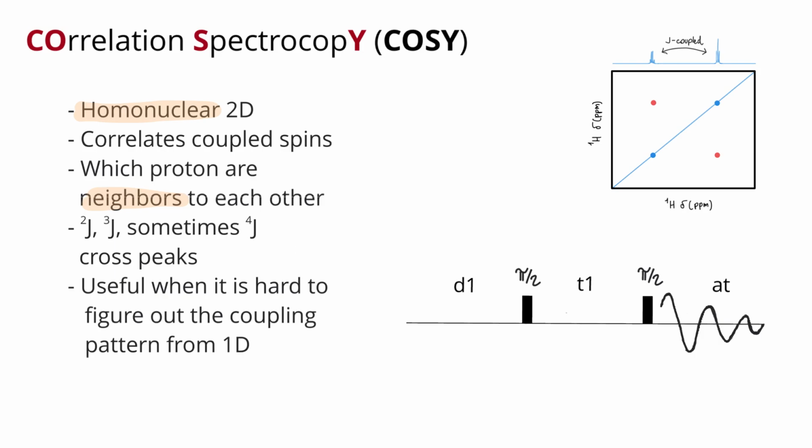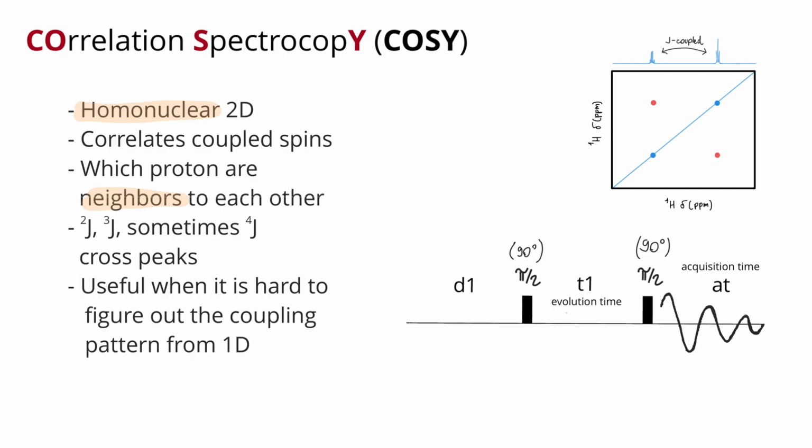The simplest COSY sequence consists of a 90-degree RF pulse, which is indicated right here. Pi per 2 means that it's a 90-degree pulse. This is followed by the specific evolution time, which we will call t1, which is incremented during the experiment, usually by the power of 2. So for example, there are 128 incrementations. This is followed by a second 90-degree pulse, which is indicated here. And finally, there is an acquisition time. This is the time when the FID is acquired.